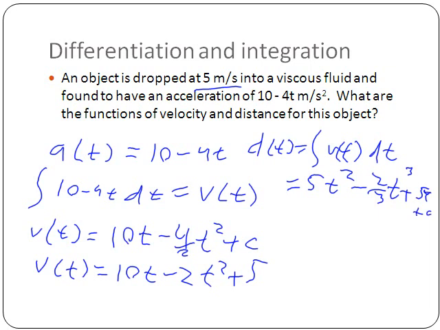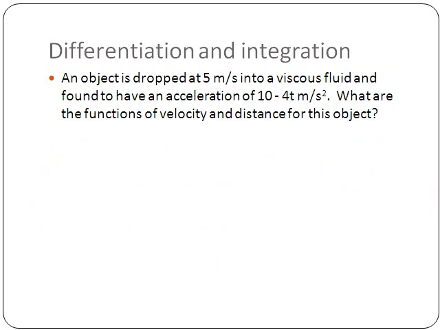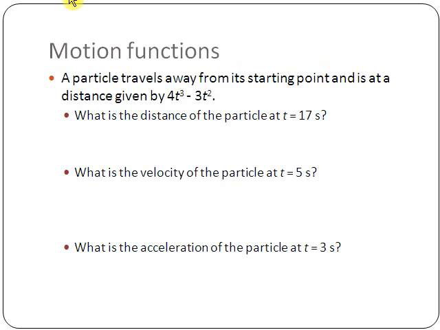Plus c. In this case right here, c is our original distance. Since that d naught is going to work the same way as d naughts always did, if we want to measure it from the top of the surface of the liquid, that just becomes 0 right there, and so really we can cross that part out. And so we get a distance function of 5t squared minus 2/3 t cubed plus 5t, and that's sort of what we have there. So that's how you would go ahead and basically work out an integration problem like that. So let's look at an example here.